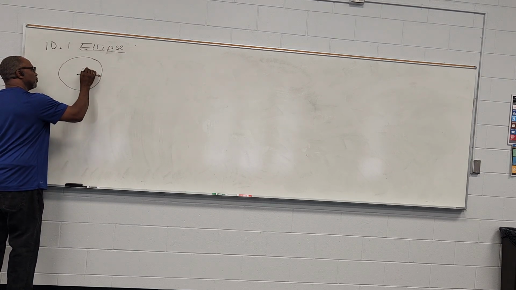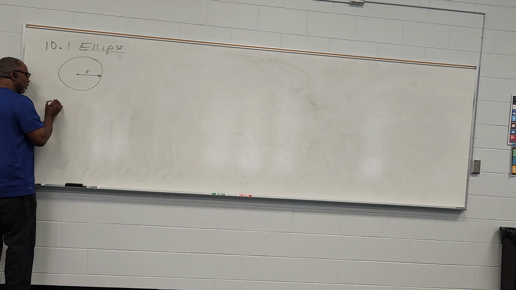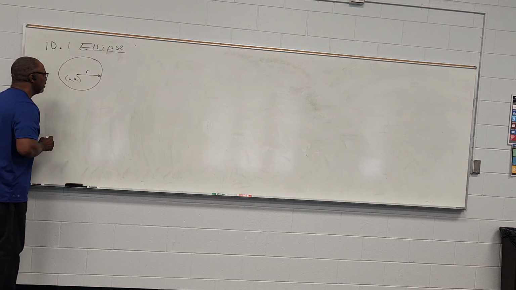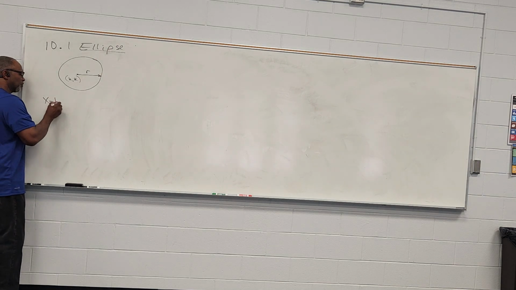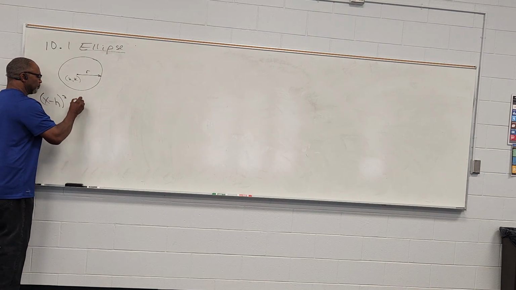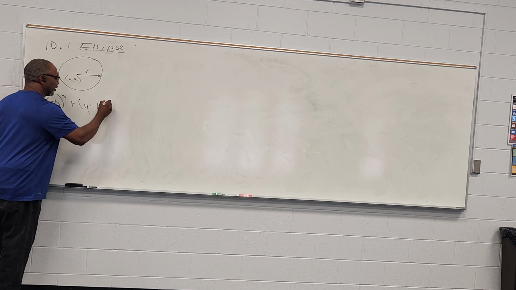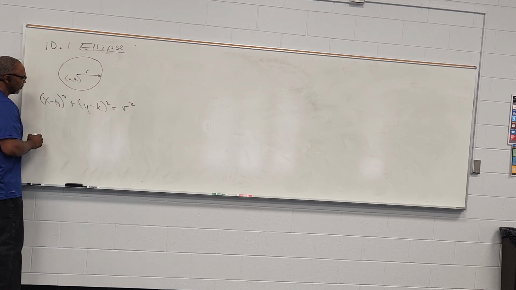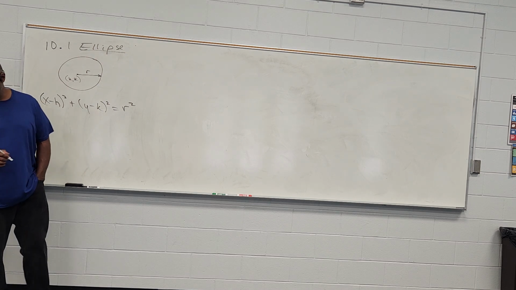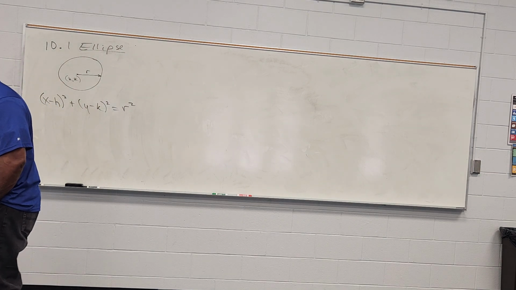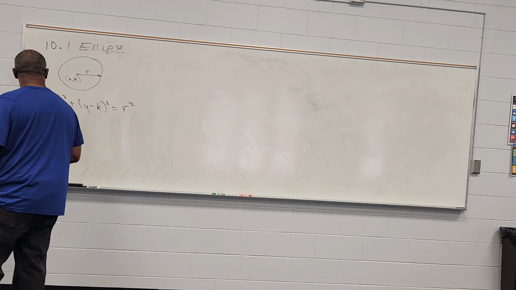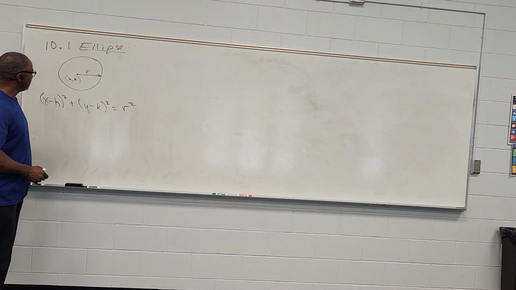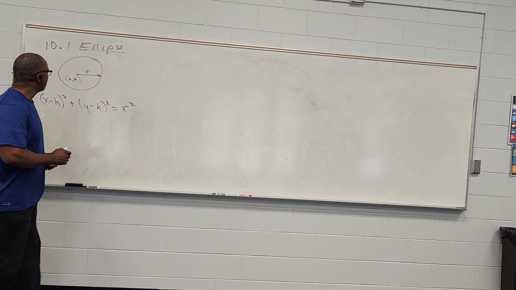radius r, okay? With some center h comma k. Then the standard form of the circle is x minus h squared plus y minus k squared equals r squared. That would be the standard form of a circle, all right? H comma k is the center, r is the radius. So that's the standard form of a circle.